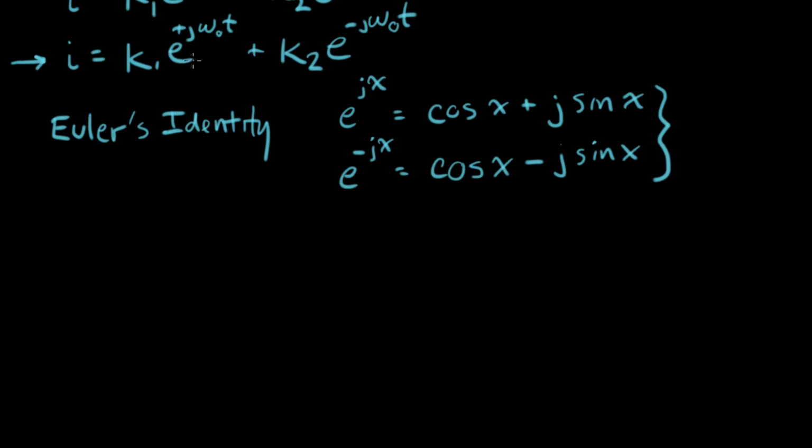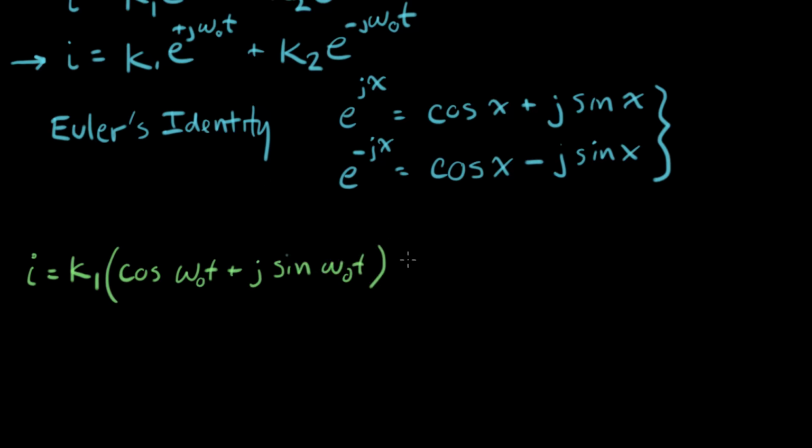Now I'm going to go back and rewrite these two exponentials using Euler's identity here. And this is going to get big, but it'll collapse down pretty soon. Okay, let me move over here. I equals K1 times e to the plus j omega t. Let's use this one here. So that would be cosine x is omega naught t plus j sine x is omega naught t, and we use the first one.